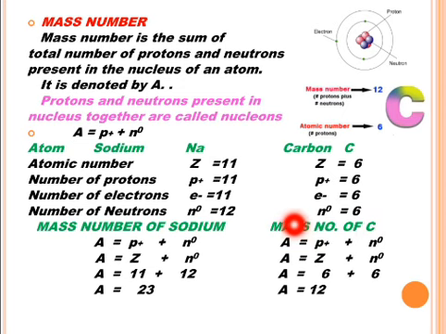Again, if we know mass number of carbon or its atomic number or number of protons, we can calculate number of neutrons present in the nucleus of an atom.